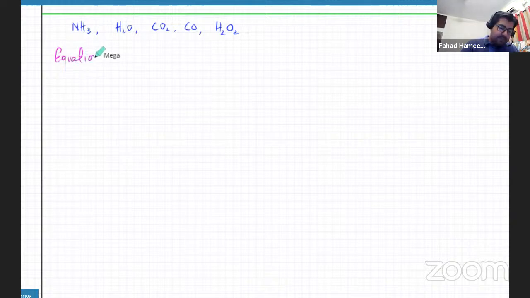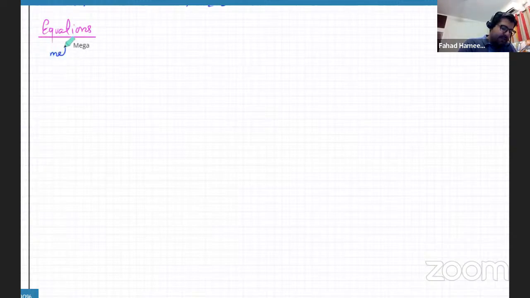So let's start with equations. Now things will slightly get difficult. Remember, you're already done with most of these equations. They have to be on your fingertips, but we'll start revising them. I'll first make a list of all the equations that you've studied in O-levels. For example, there's a metal plus acid equation. Let's start with number 1. We're not going to do them right now. We'll just make a list of equations.